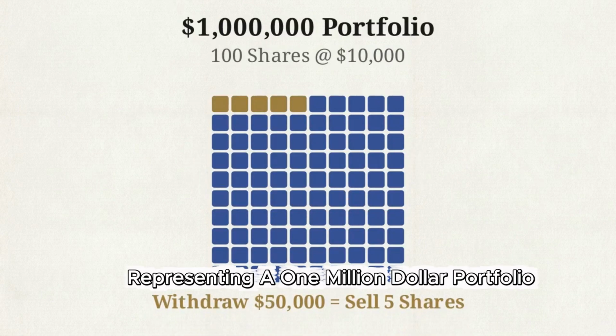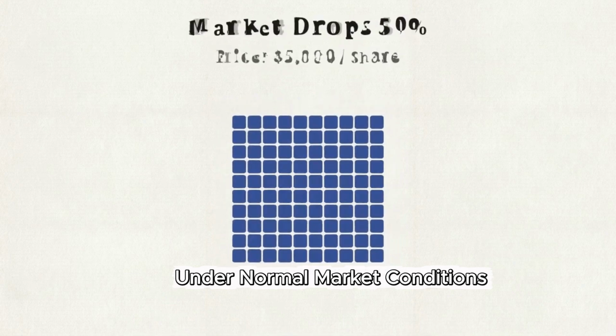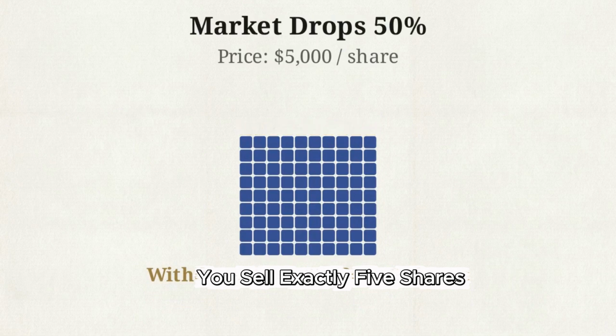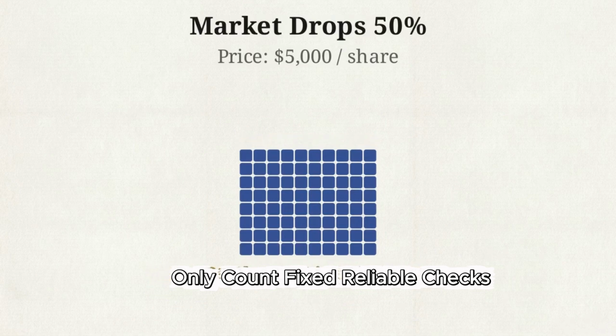Look at this grid representing a $1 million portfolio made of 100 shares worth $10,000 each. Under normal market conditions, if you need to raise $50,000 for living expenses, you sell exactly 5 shares. But if the market drops by 50%, only count fixed, reliable checks.